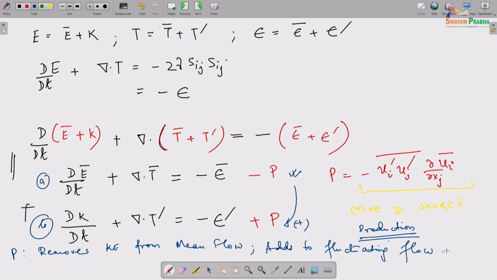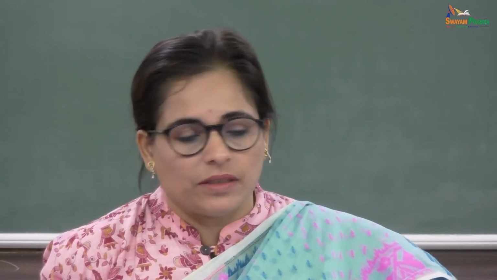Right? And we also saw that the viscous dissipation is dominated by the fluctuating part of the flow. Okay, so this is something that we kind of spoke about yesterday. Now let's look at the dissipation and these things a little more.